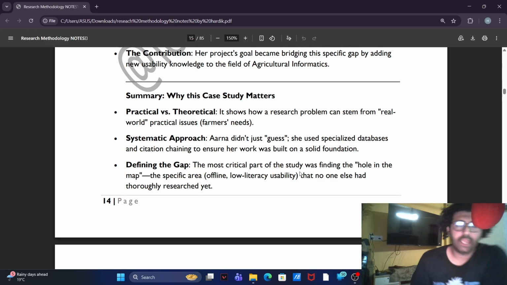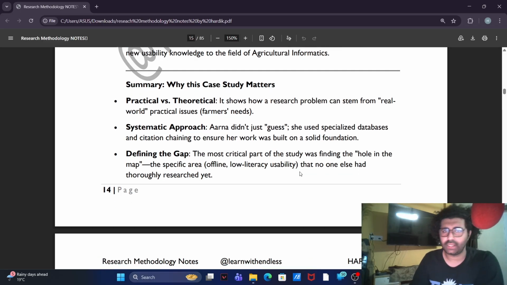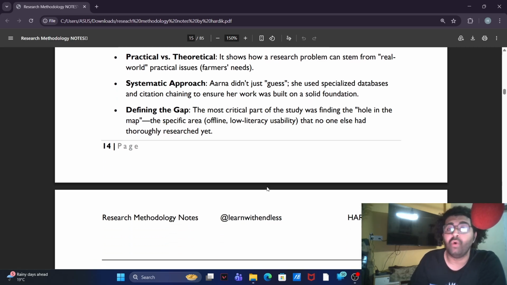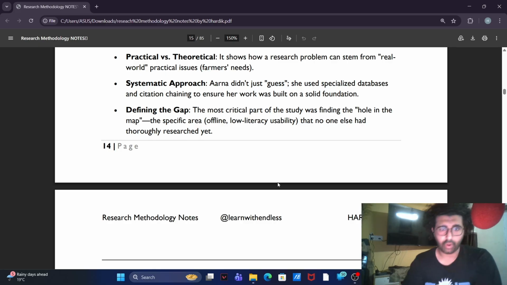Here's the summary for this case study. Practical versus theory: it shows how a research problem can stem from real world practical issues, that was basically farmers' needs in this case. Systematic approach: Anna didn't just guess. She used specialized databases and citation chaining to ensure that her work was built on a solid foundation. Defining the gap: the most critical part of the study was finding the hole in the map, the specific area, offline, low literacy usability that no one had thoroughly researched yet.